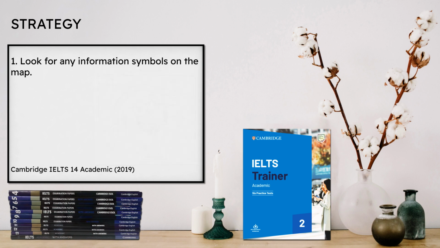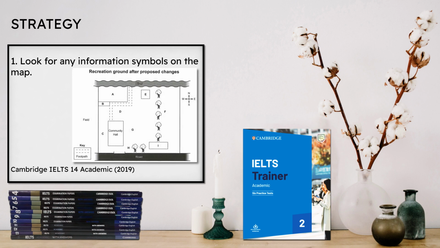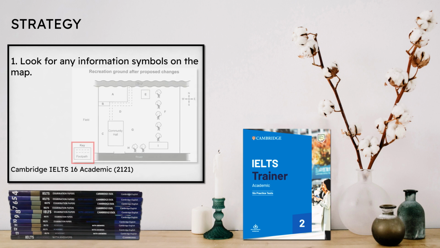listen for them. Sometimes you will see a key, which is a set of symbols, usually in a bottom corner, with some text explaining what they mean. Here's an image of what it could look like on another map. When you see this, you can be sure that the listening exercise will refer to the information represented by those symbols, so it's important to listen for them.